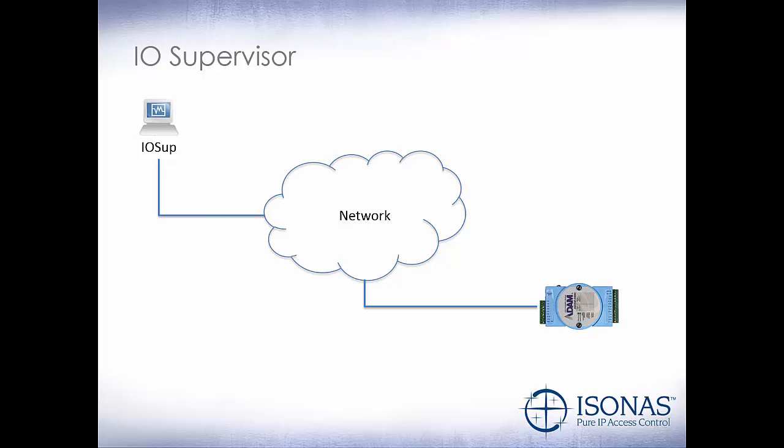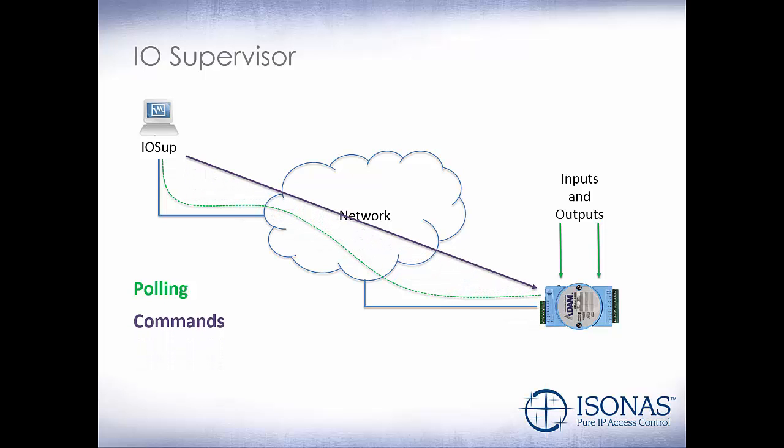Here we have a PC running DBCrystal with an IO supervisor. This is communicating over the network, and we have an IO module sitting on our network as well. This has various inputs and outputs that are connected to it. The IO supervisor is continuously polling the IO module to check for any changes. We're going to send commands to that module. These commands could be a script, business rules, etc.